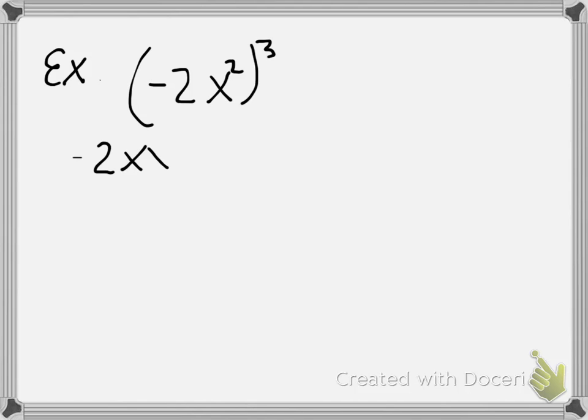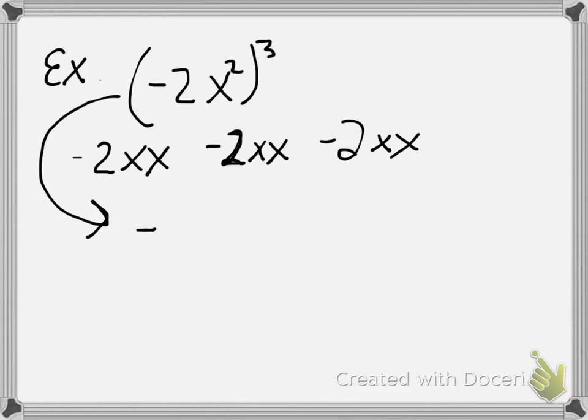Here's another example. Negative 2x squared, to the 3rd. So you have 3 sets of those. So you have negative 2xx, negative 2xx, negative 2xx. So you could write them out the long way. Or you can think of the shortcut. Negative 2 cubed, x squared cubed.